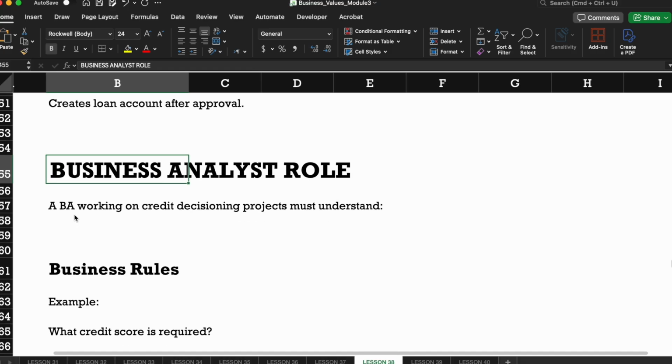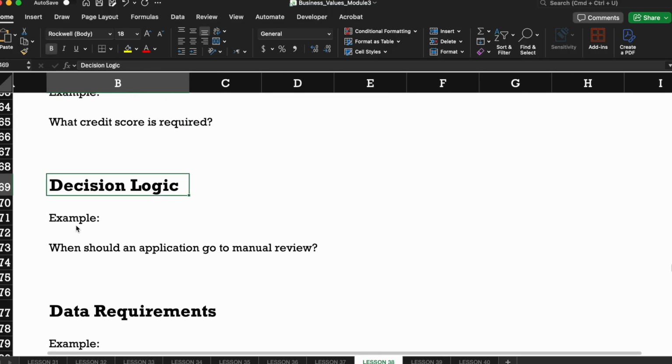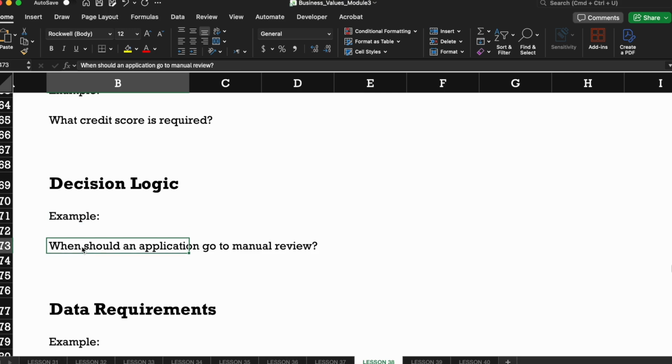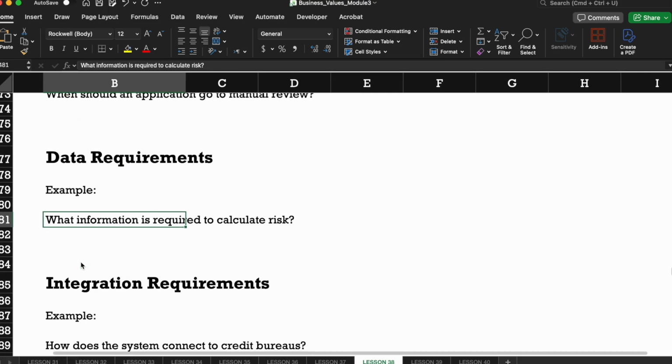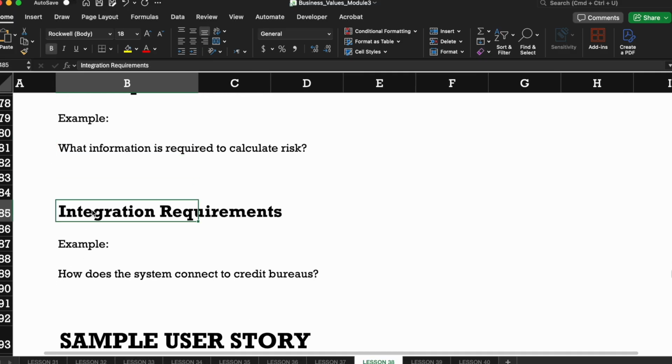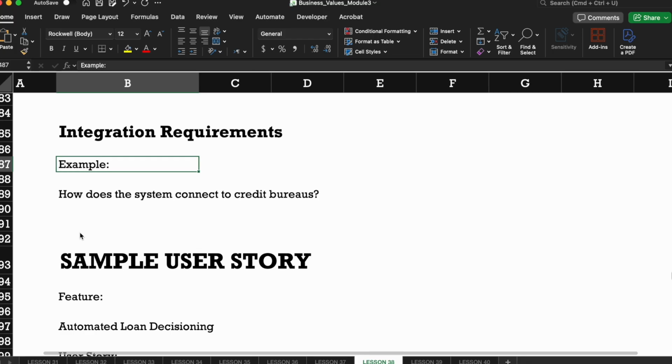Business analyst role. A BA working on a credit decisioning project must understand business rules. Example, what credit score is required. Decision logic. Example, when should an application go to manual review. Data requirement. Example, what information is required to calculate risk. Integration requirement. Example, how does the system connect to credit bureaus.